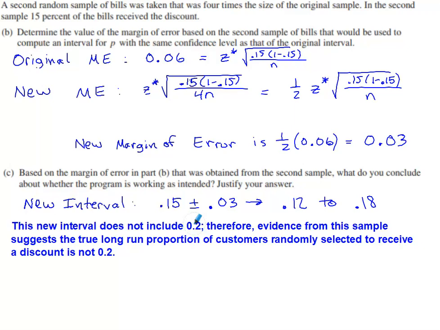Based on increasing the sample size, and keep in mind when you increase sample size when you're dealing with sampling distributions, you're going to reduce variability. All right, standard deviation is going to get smaller, standard error is going to get smaller. So based on the fact that 0.2 is not included in this new interval with the increased sample size, we do have evidence from this sample that suggests the true long-run proportion of customers that are randomly selected to receive a discount is not 0.2.